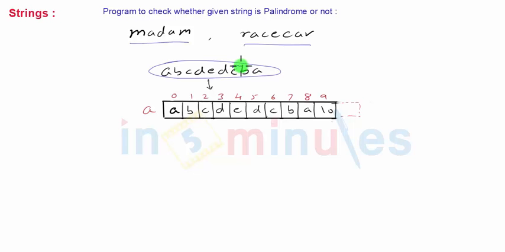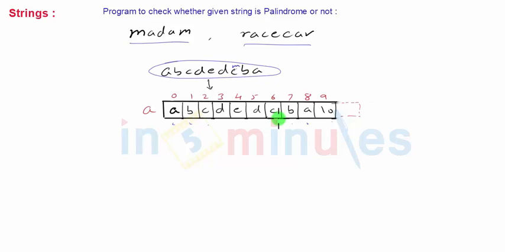Now how to check? When this string is stored into a char array, it will be stored like this. There are 9 characters, so indices 0 to 8 are stored. We'll check the 0th and the last character, that is the 8th character. Then we'll check the 1st and 7th characters, the 2nd and 6th characters, till the middle of the string. If all are matching, we can say it's a palindrome. So we'll be checking with an if statement: if the 0th character and the 8th character are the same, then we can go forward.